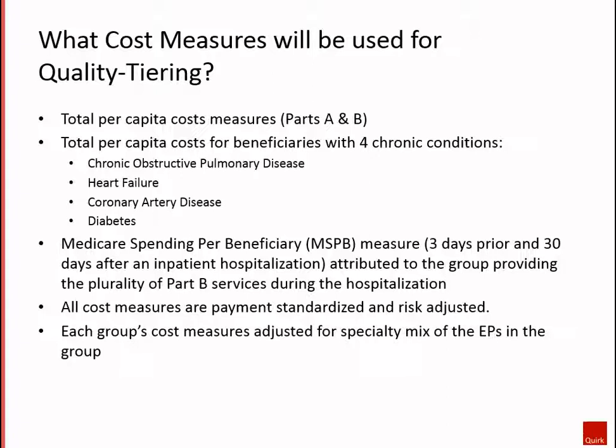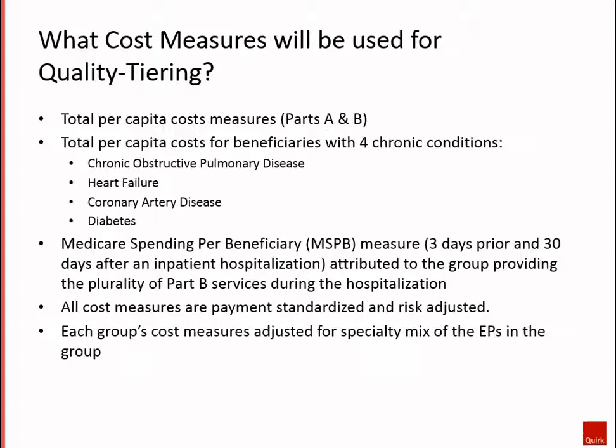So you are not going to be penalized because it costs you more to provide care for someone with CAD in California than it costs to provide care to someone with CAD in Ohio. So they actually take that and standardize that cost across the board so that you're looking at apples and apples. And then also each group cost measure is adjusted for specialty mix.